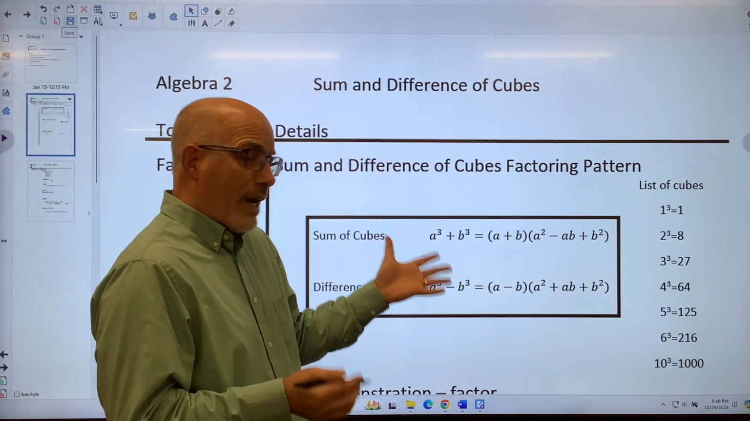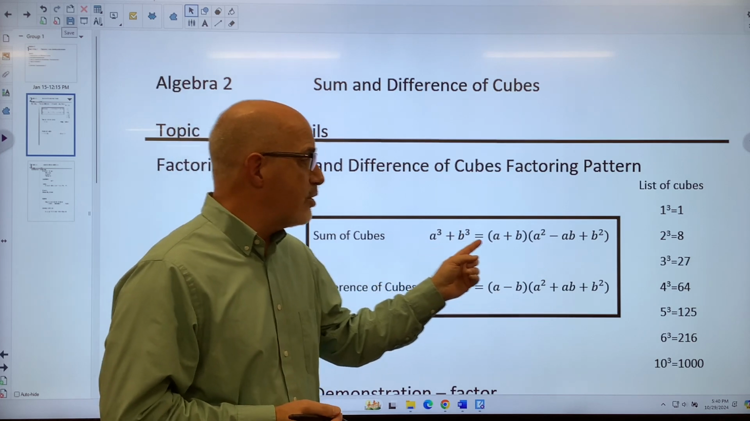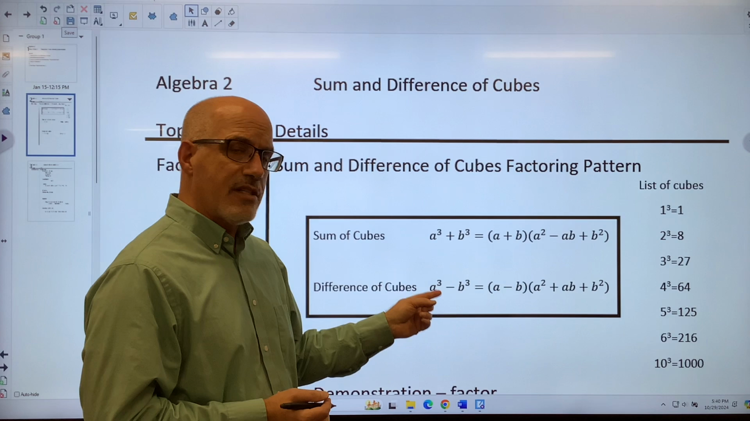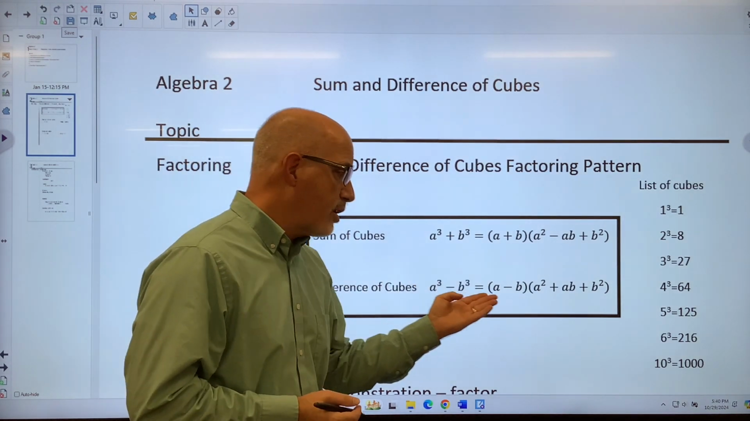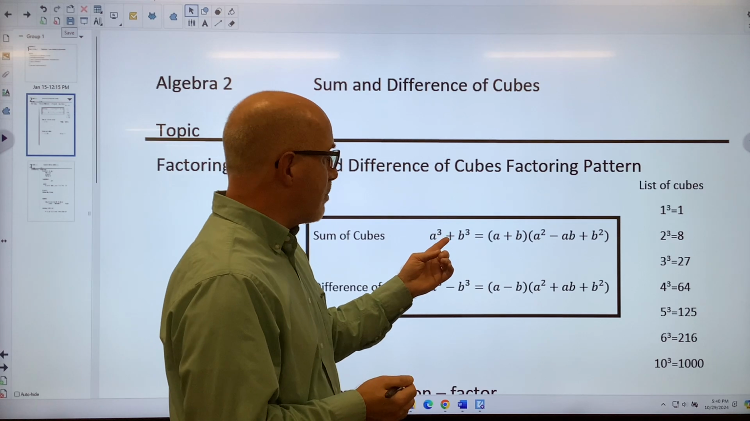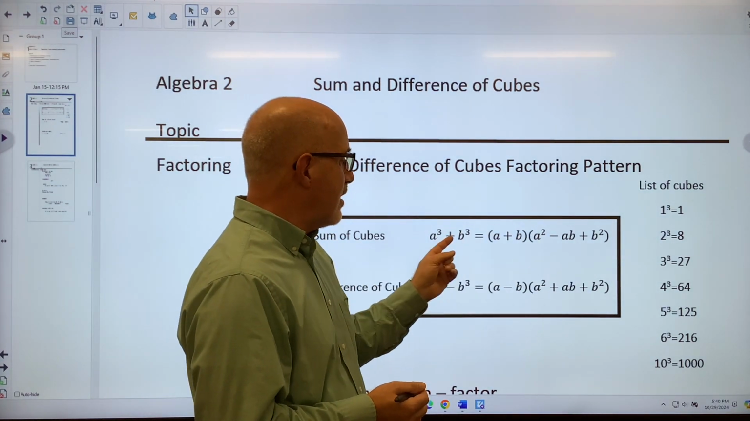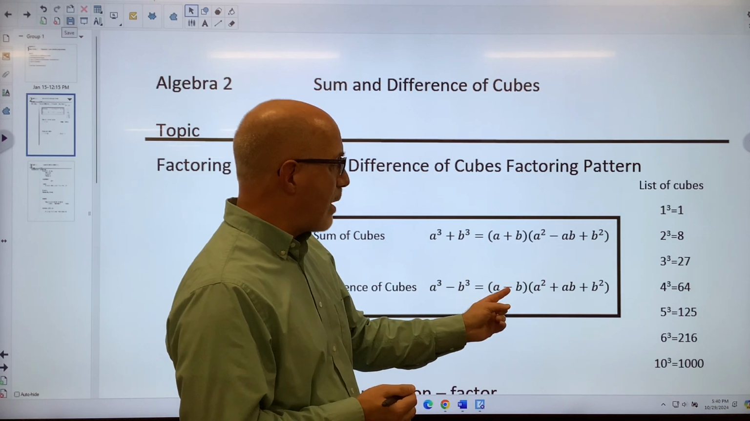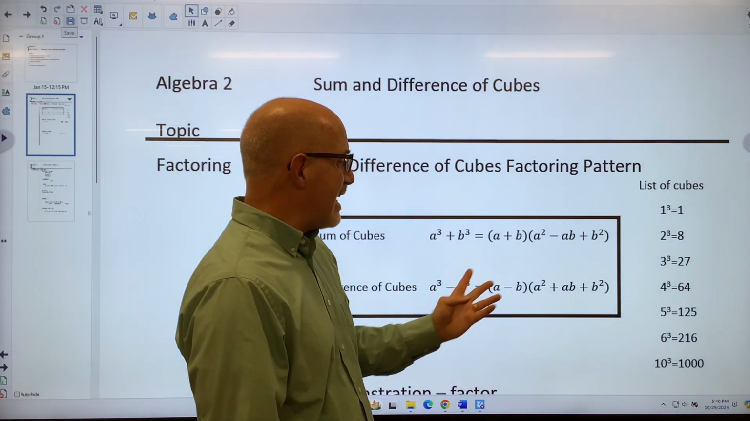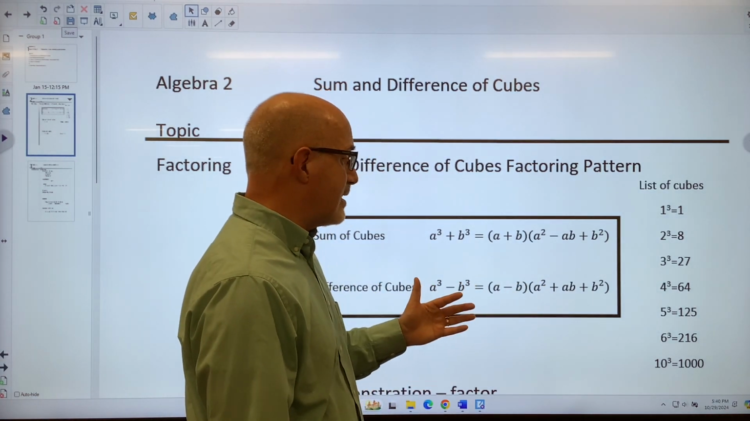First of all, you just have to recognize the fact that when you have a cube and there's a sum, you're going to use this pattern. And when there's a cube on each of these and there's a difference or a subtraction, you're going to use this pattern. Now look at what happens with these patterns. When there's a plus here, there's a plus here, and then a minus here. When there's a minus here, notice it's replicated there with a minus here, and then it switches to a plus. So that is a pattern that you can use when recognizing these.